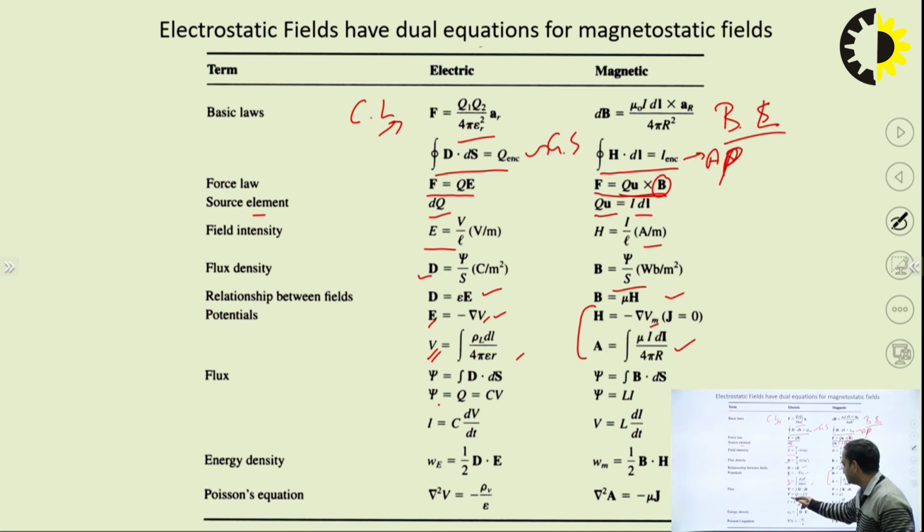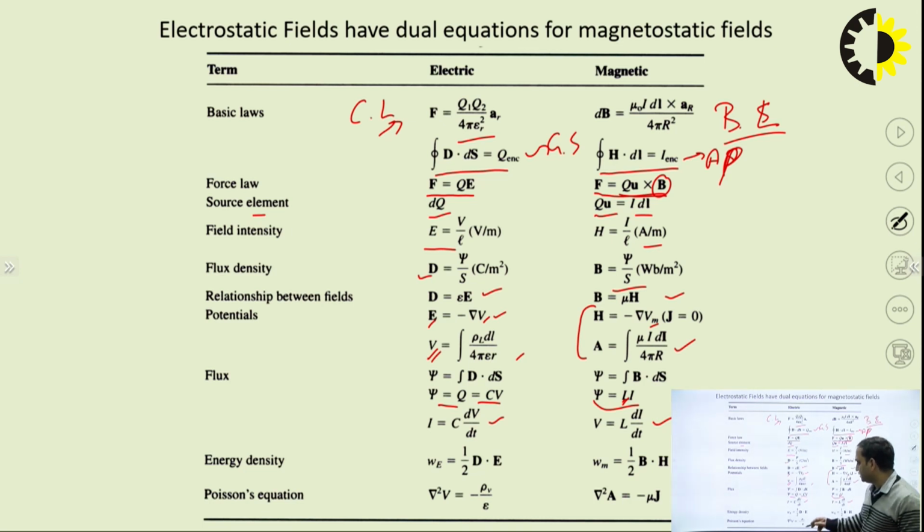Flux, that is flux is C into V. Here we have L into I. So, C is the capacitance in which the electric field energy will be stored, and in the magnetic field we have the inductors in which the magnetic field energy will be stored. Then we have I is equal to C dV upon dt and V is equal to L di upon dt.